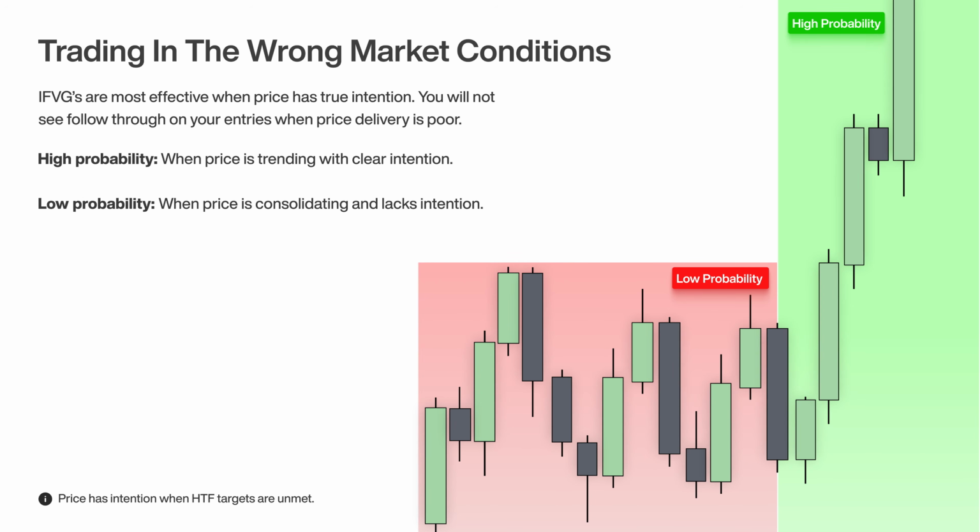Third and final mistake I see inversion fair value gap traders make is trading in the wrong market conditions. As traders, we can have a very clear draw, a very high conviction feeling about where price is headed, but if price delivery is bad, if price delivery is choppy, wicky, lethargic, just not ideal, you're at the mercy of price and you will still lose, although you're correct on bias and direction.